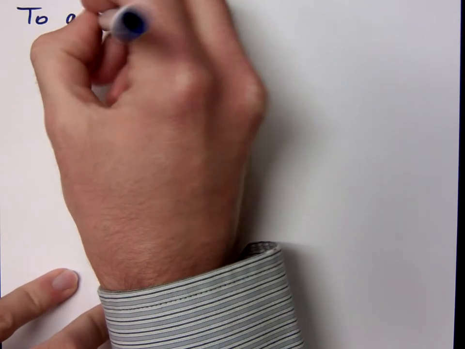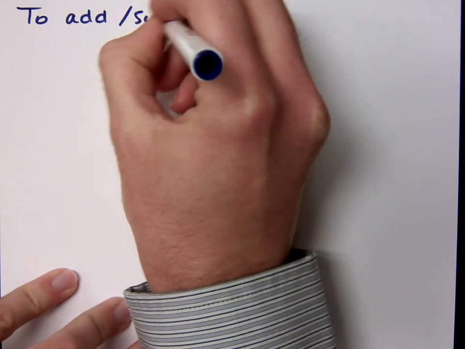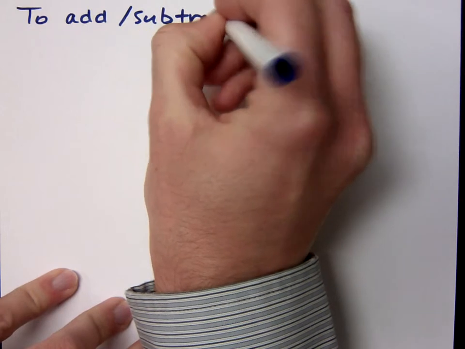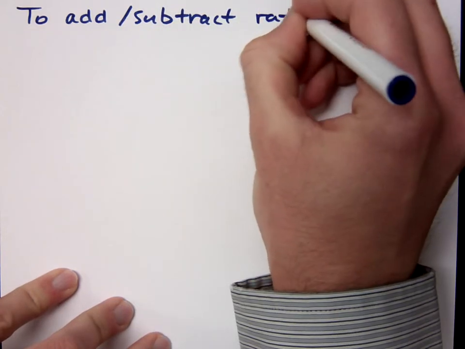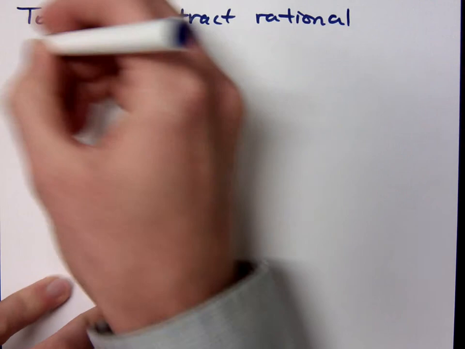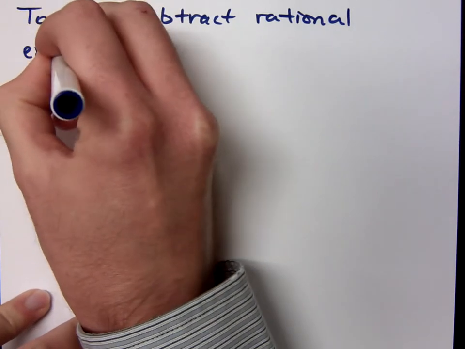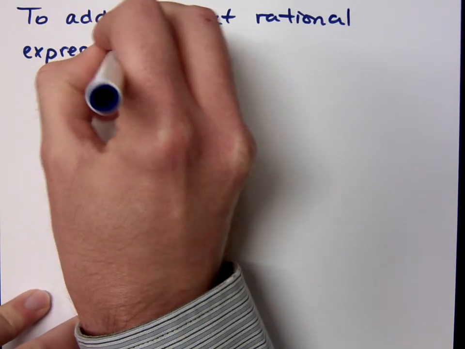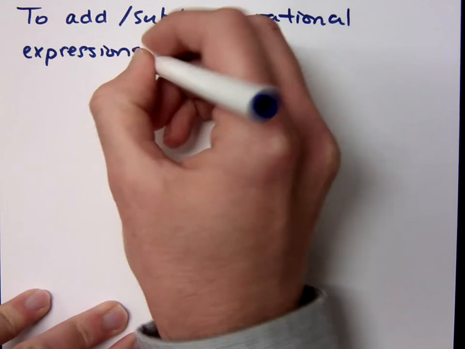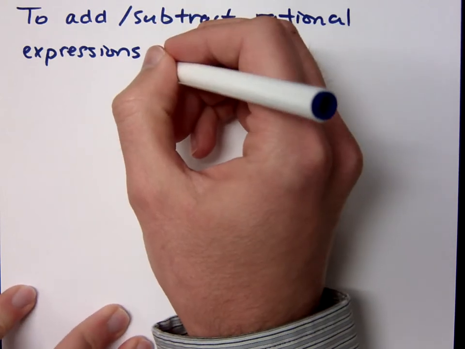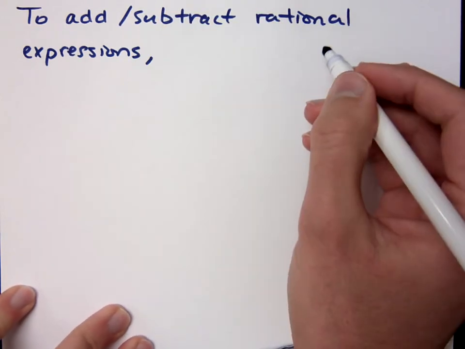So we were talking about multiplying and dividing rational expressions before. Now we're going to talk about adding and subtracting. Now, when we talk about rational expressions, what is a rational expression? A rational expression is a fancy word for what? What are rational expressions?